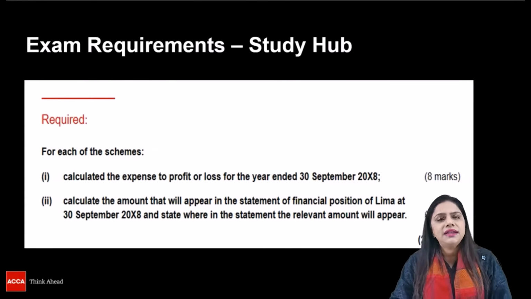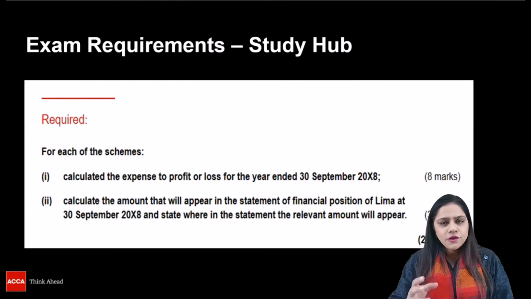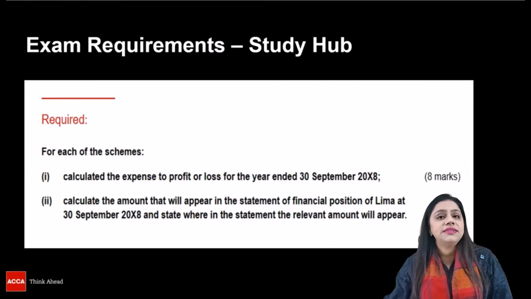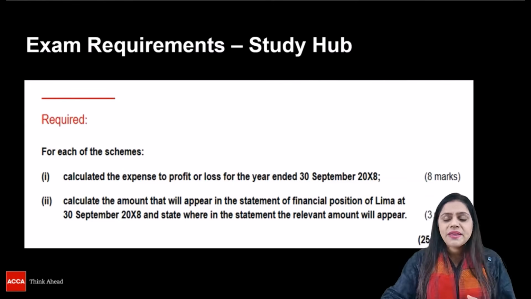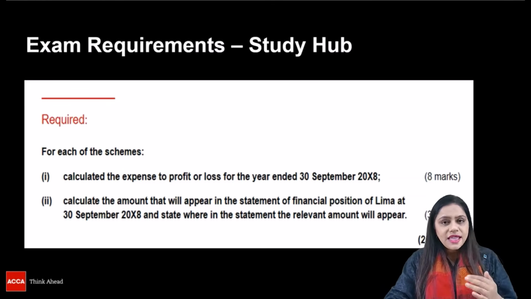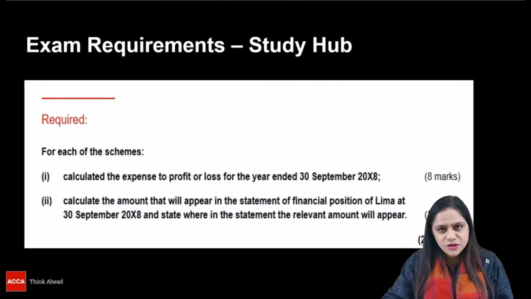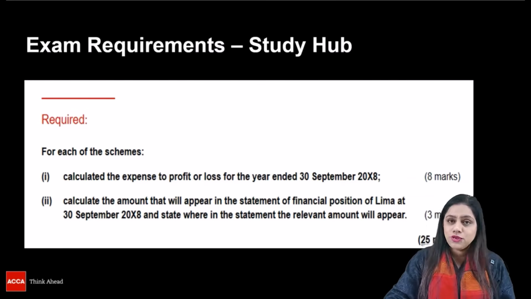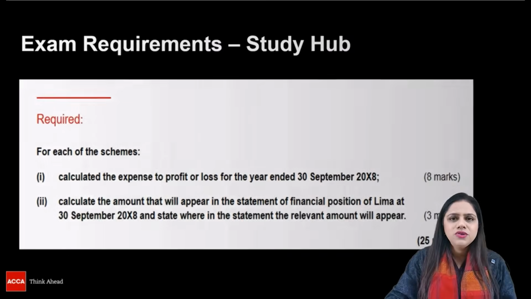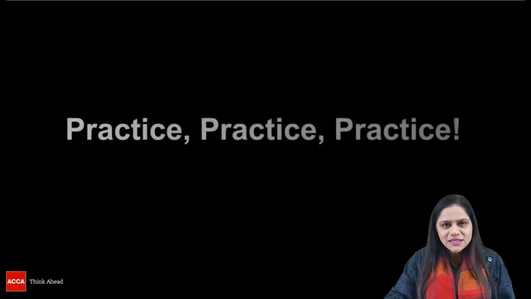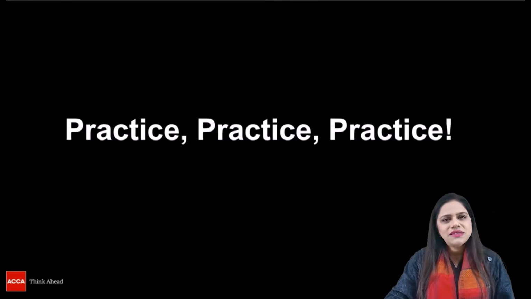Over here also, if you see, the question said, calculate the expense to profit or loss for the year ended 30th September 2018. So here, you have to identify the date, what is the expense that is being charged to profit or loss, and then what amount is going to be shown in the statement of financial position. And where is it going to be shown? Is it a liability or is it equity? How is that going to be accounted for? So these were the main areas of your share-based payment transactions.